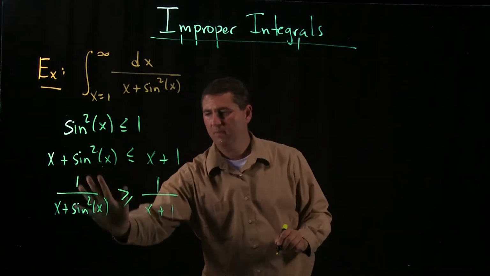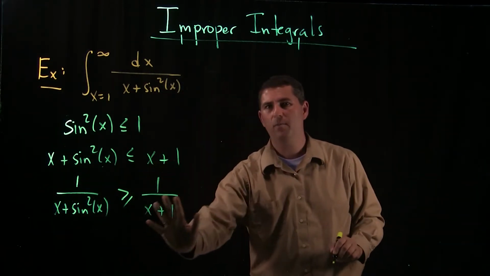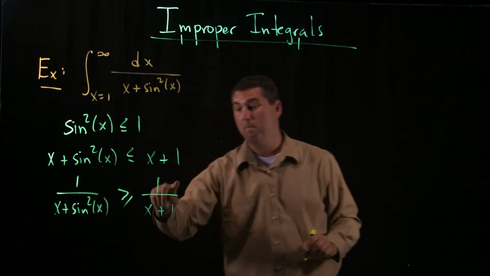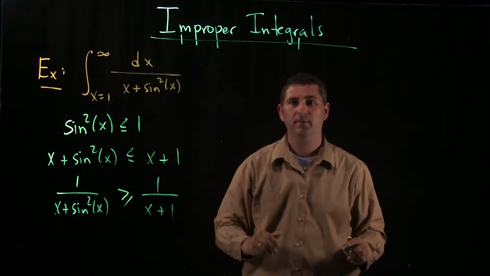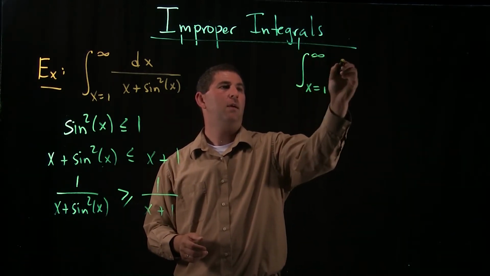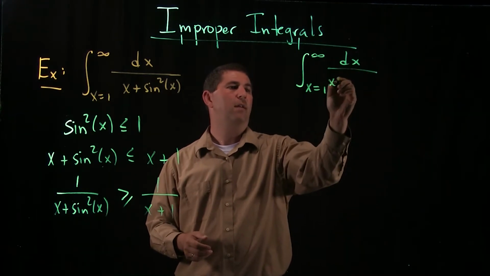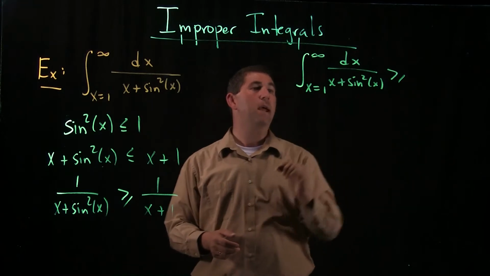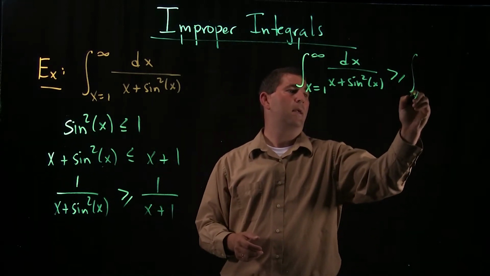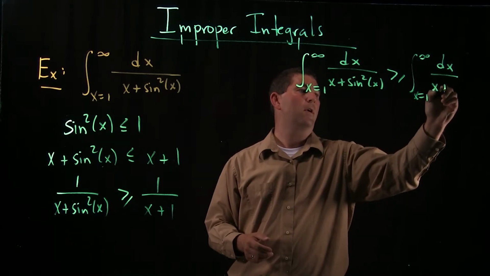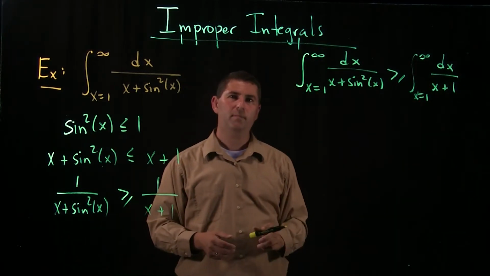So now this is my big function. This is my small function. And so the integral of the big function will be bigger than the integral of the small function. So if I integrate from 1 to infinity, 1 over x plus sine squared x, that is going to have to be bigger than when I integrate from 1 to infinity, 1 over x plus 1.